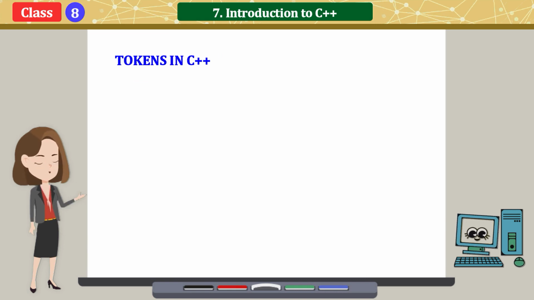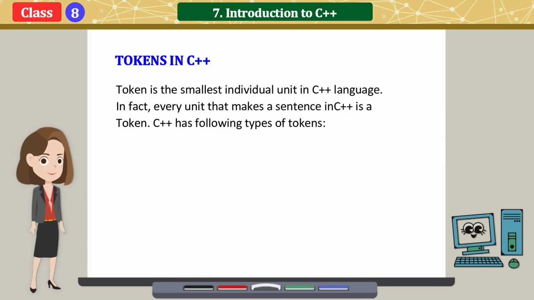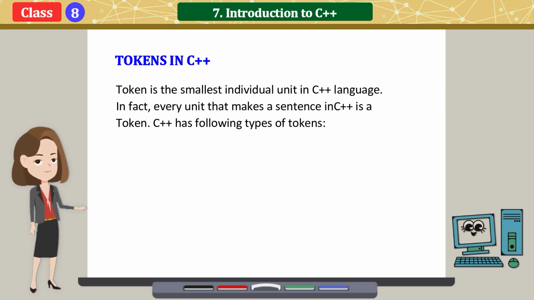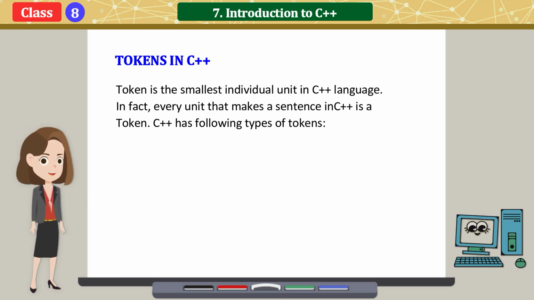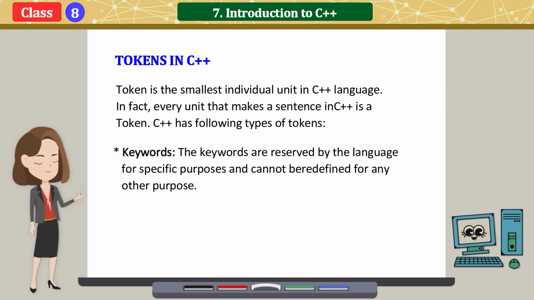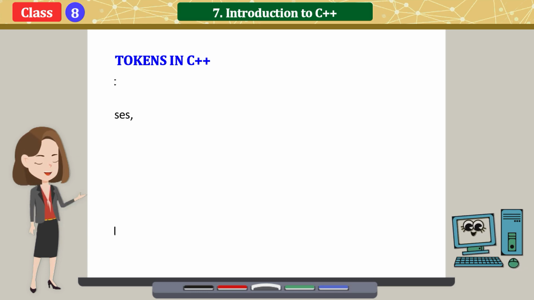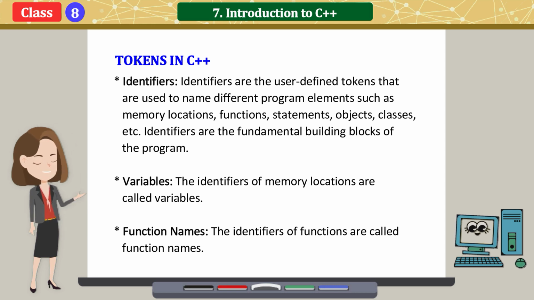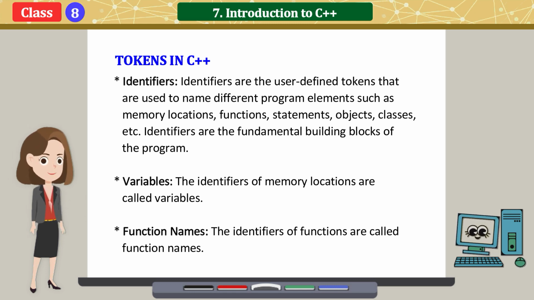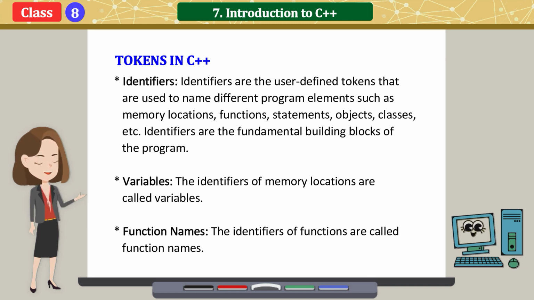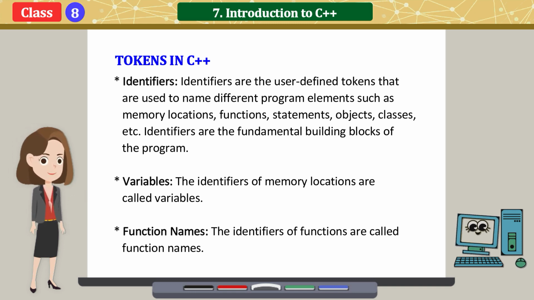Tokens in C++. Token is the smallest individual unit in C++ language. In fact, every unit that makes a sentence in C++ is a token. C++ has the following types of tokens. Keywords. The keywords are reserved by the language for specific purposes and cannot be redefined for any other purpose. Identifiers. Identifiers are the user-defined tokens that are used to name different program elements such as memory locations, functions, statements, objects, classes, etc. Identifiers are the fundamental building blocks of the program.